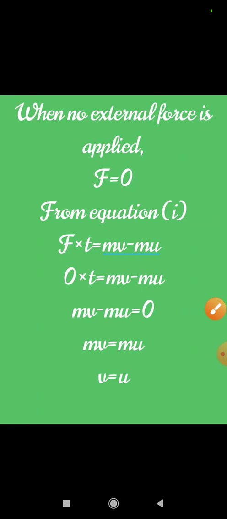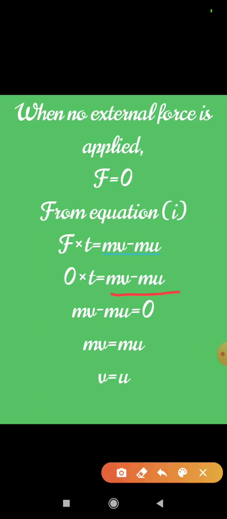So we have mv minus mu on one side and 0 on the other. We can shift minus mu to the opposite side of the equal sign, so minus mu converts into positive mu. So mv will be equal to mu. Now m cancels out with m, and ultimately we get v is equal to u. V is equal to u means final velocity is equal to initial velocity.